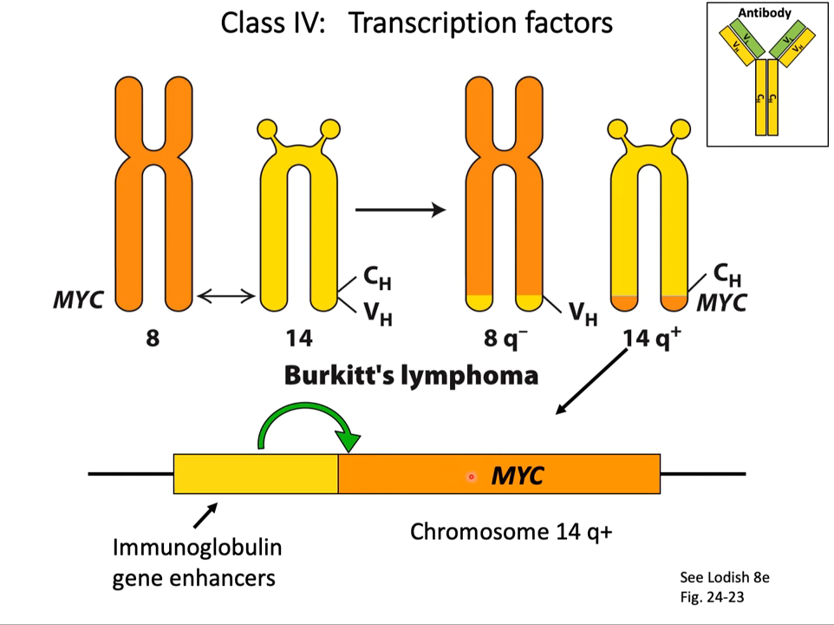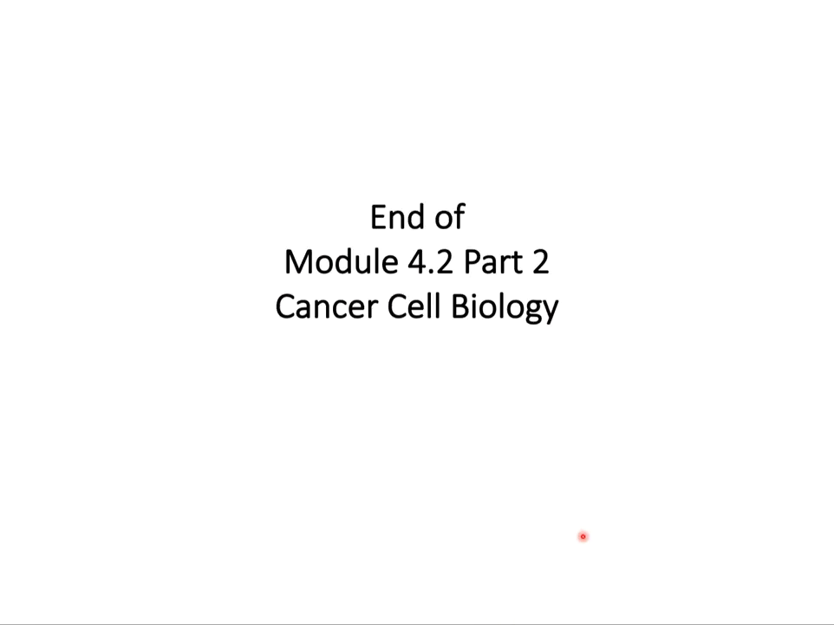And MYC is now a positive regulator of the cell cycle. So you end up with a lot of MYC in the cell, which rapidly and continuously drives the cell cycle and contributes to the formation of the tumorous phenotype. So this is also a gain of function, and this is the class 4 transcription factors. So this completes part 2 of cancer cell biology.